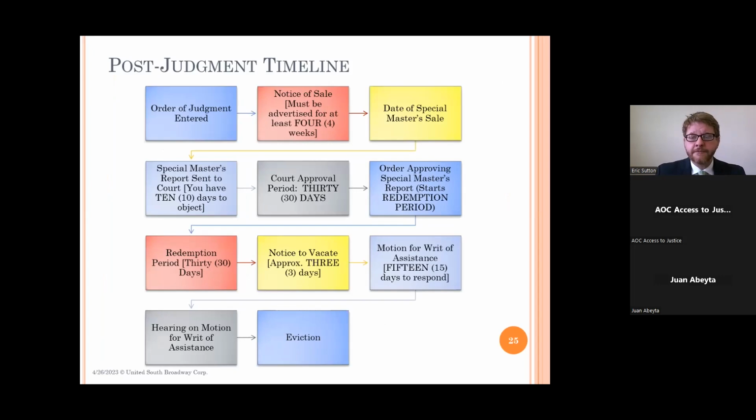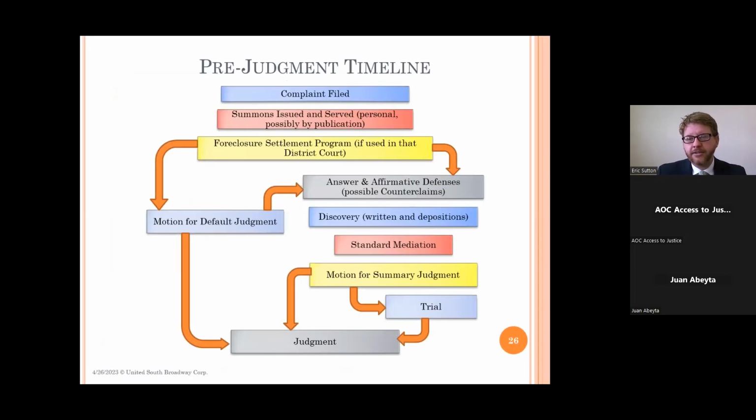There's a couple of slides here just to give you a general overview of the case, post-judgment timeline, and then there's a pre-judgment timeline. I'll let you look at those on your own time.